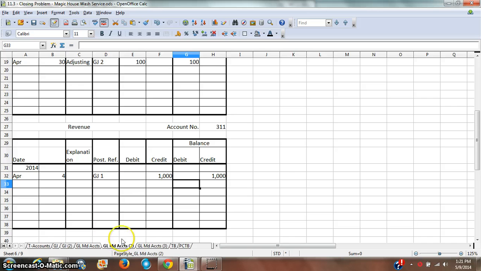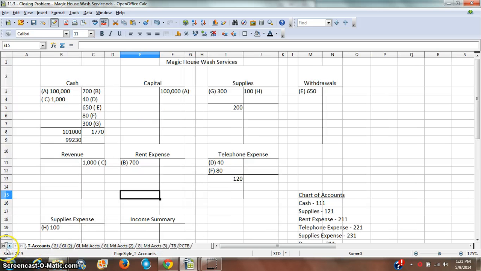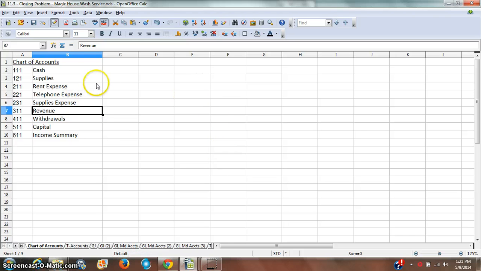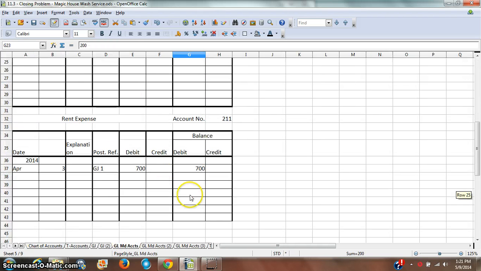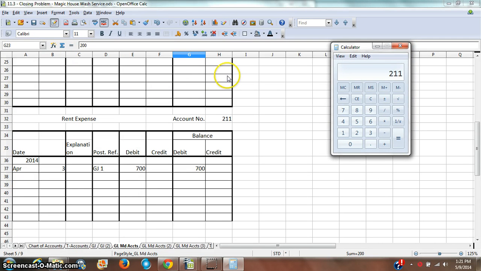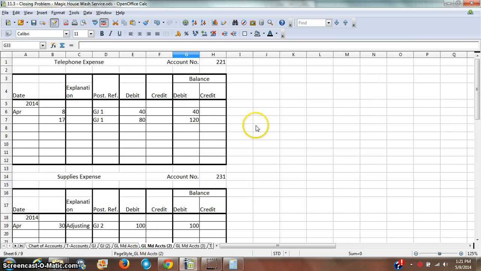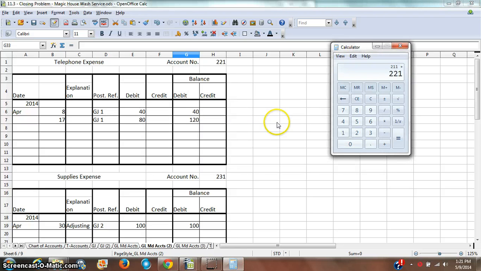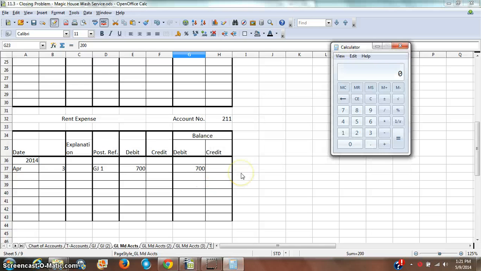And now I'm on to the next step, which is the expenses. In this problem, I've got 3 of them: rent, telephone, and supplies expense. Accounts 211, 221, and 231. And so I'm going to get the value for all of those, and I'm going to add these values up. Rent expense 211 plus telephone expense 221 plus supplies expense 231. I'm sorry, I'm adding up the titles and not the actual values that I need to add up. Let's try that again.